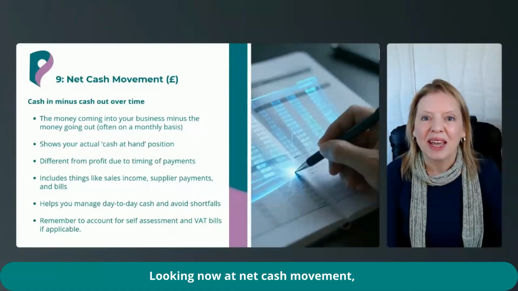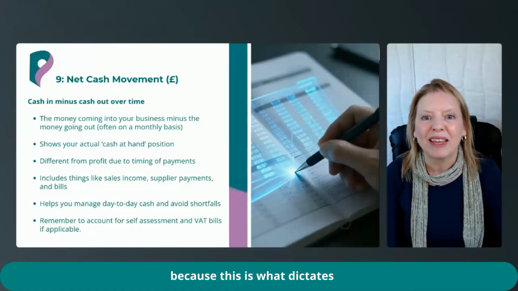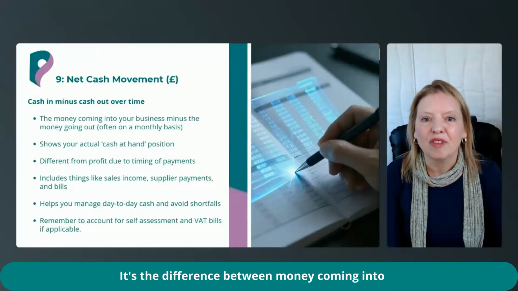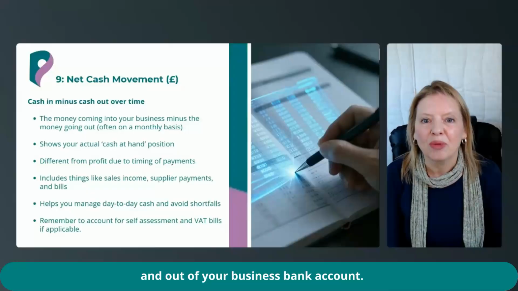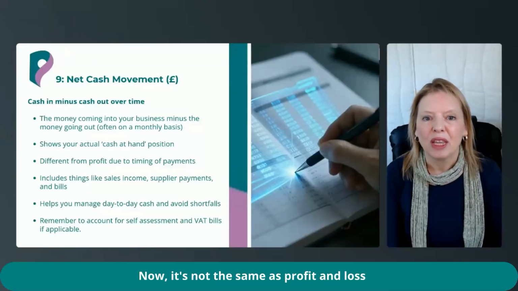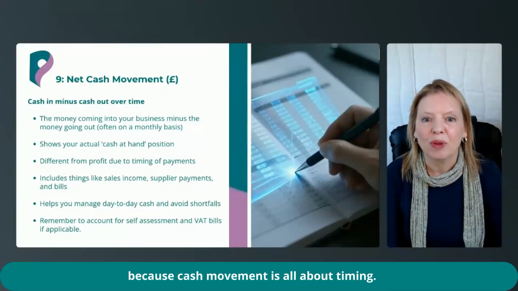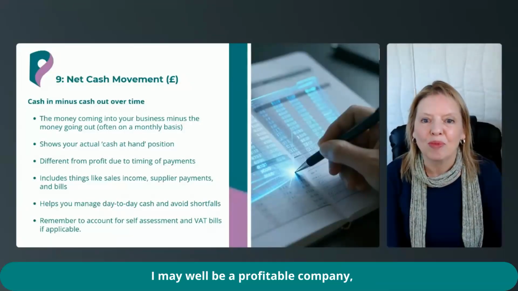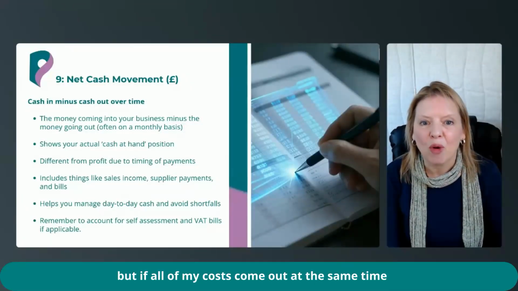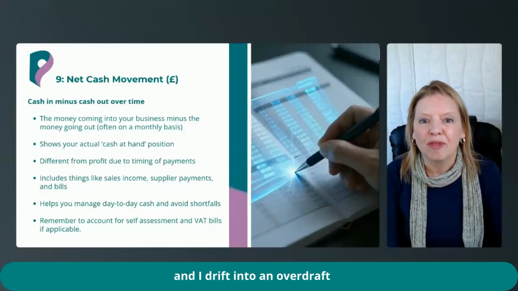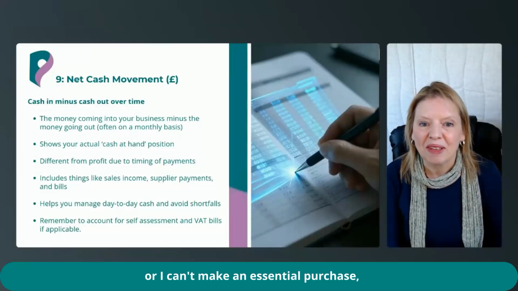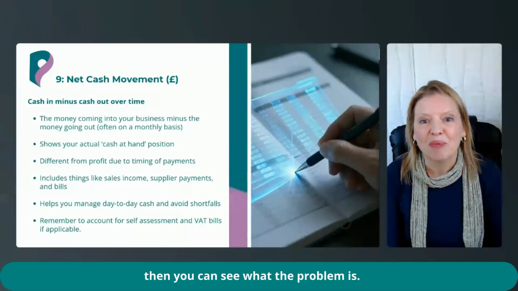Looking now at net cash movement, this is a worthy essential number 9 because this is what dictates whether you have available business cash in the bank. It's the difference between money coming into and out of your business bank account. Now, it's not the same as profit and loss because cash movement is all about timing. I may well be a profitable company, but if all of my costs come out at the same time and I drift into an overdraft, or the bank bounces a payment, or I can't make an essential purchase, then you can see what the problem is.